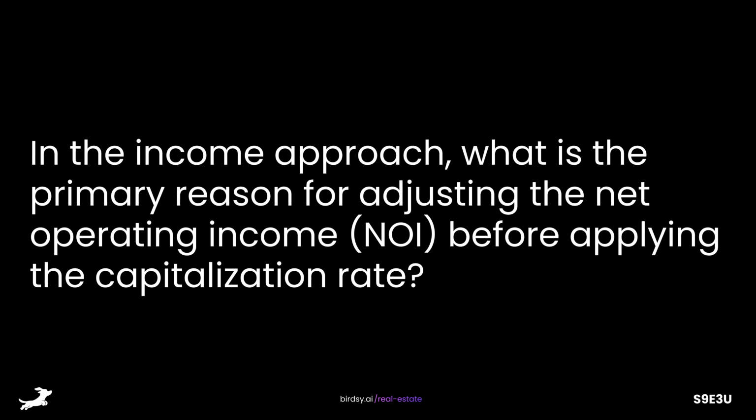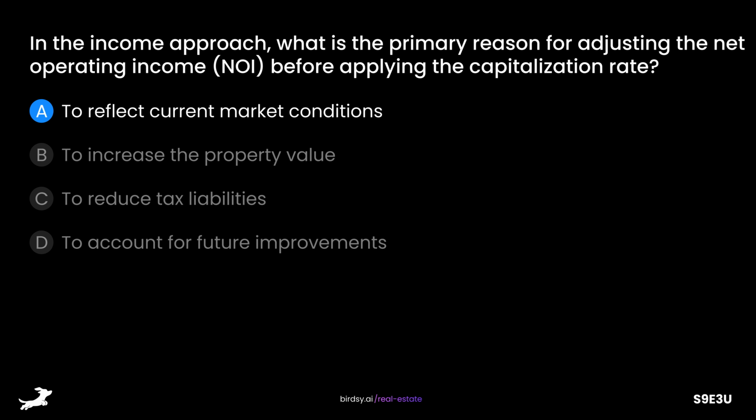In the income approach, what is the primary reason for adjusting the net operating income before applying the capitalization rate? Is it A. To reflect current market conditions? B. To increase the property value? C. To reduce tax liabilities? Or D. To account for future improvements? The answer is A, to reflect current market conditions.